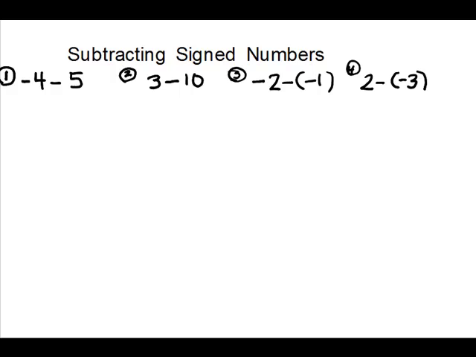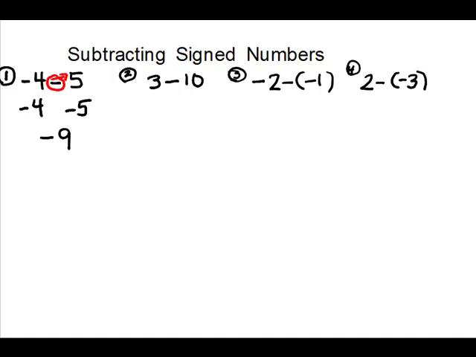Let's look at a few problems. For our first one, negative 4 minus 5. Let's take this subtract sign over and make it the sign of the 5. So we just put some space. Now we have like signs. Like signs add, keep the sign.